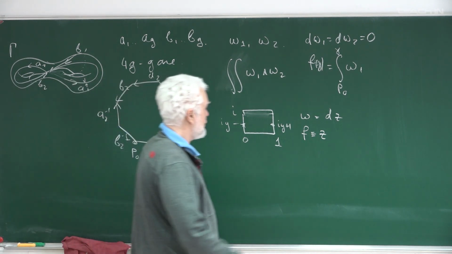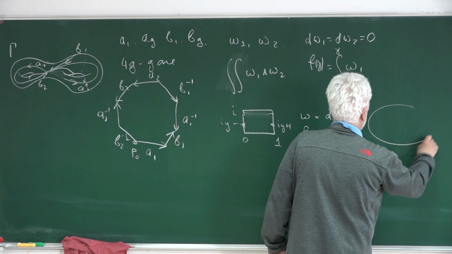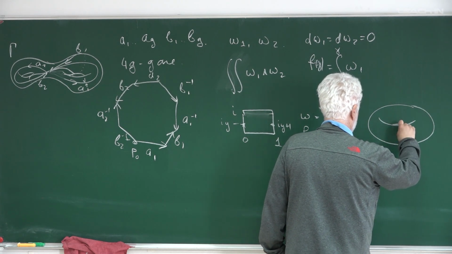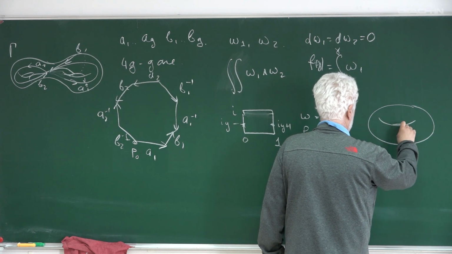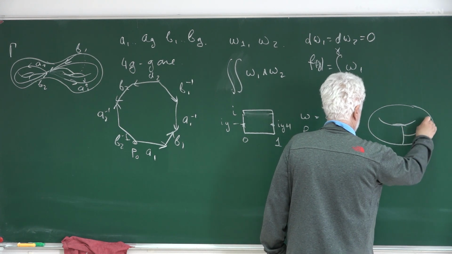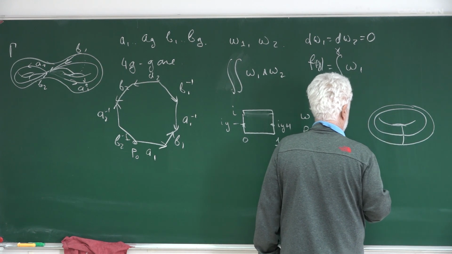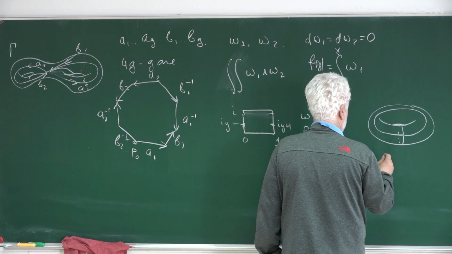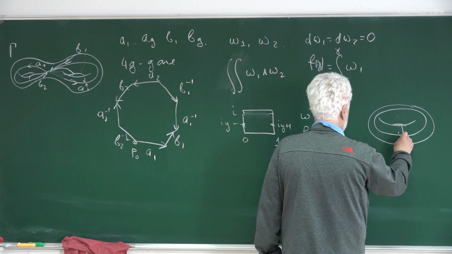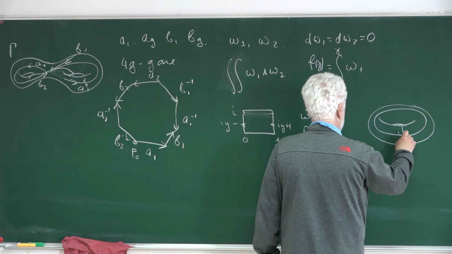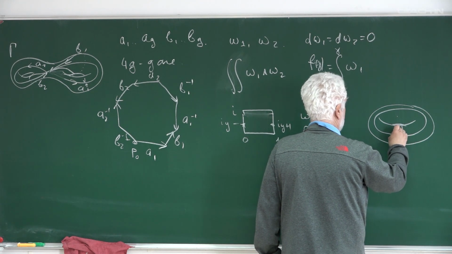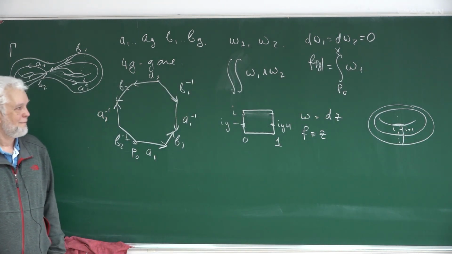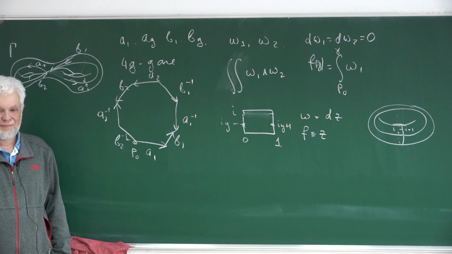So if you make a torus, we have two cuts. The point 0 will be here. Therefore, the function here is i plus 1. Do you agree? i plus 1.